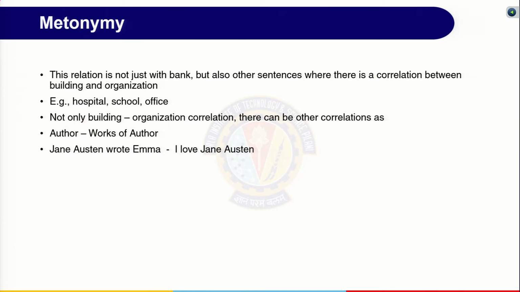This relation is not just for the bank. There are also other words where there's a correlation between building and organization, like hospital, school, office. So there are other words which also have such a multi-use across sentences. One other example is when we talk about an author, and we usually refer to the works of the author. Let's say Jane Austen wrote Emma, and if you say I love Jane Austen, that doesn't mean that you actually love the person Jane Austen. You love the work of the author Jane Austen.